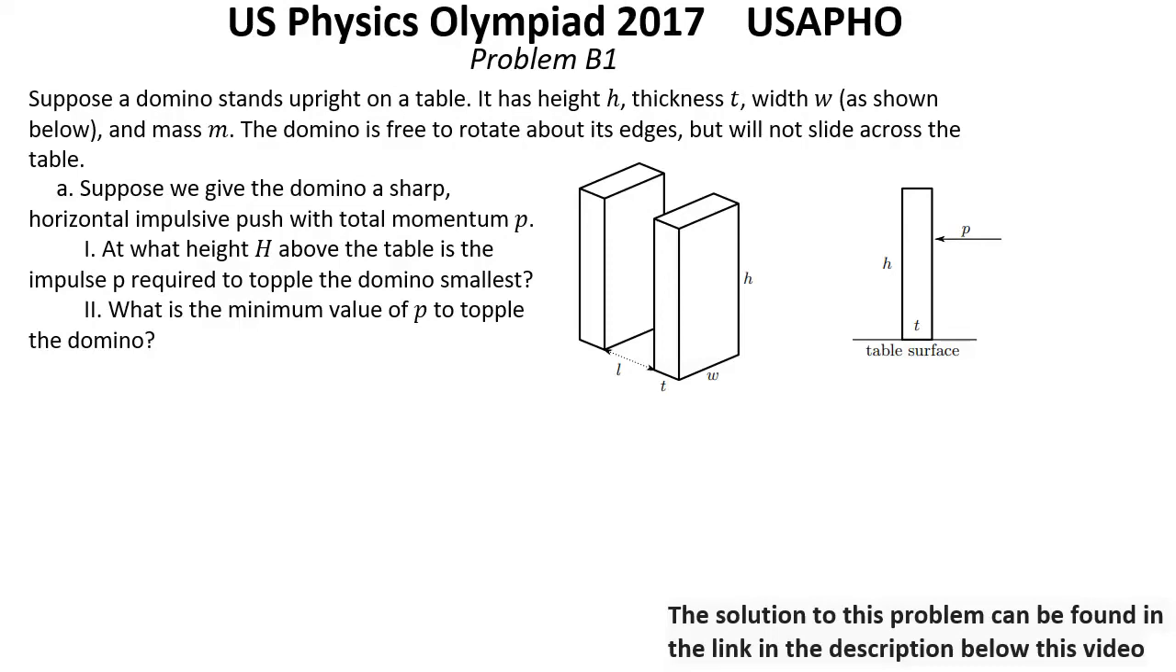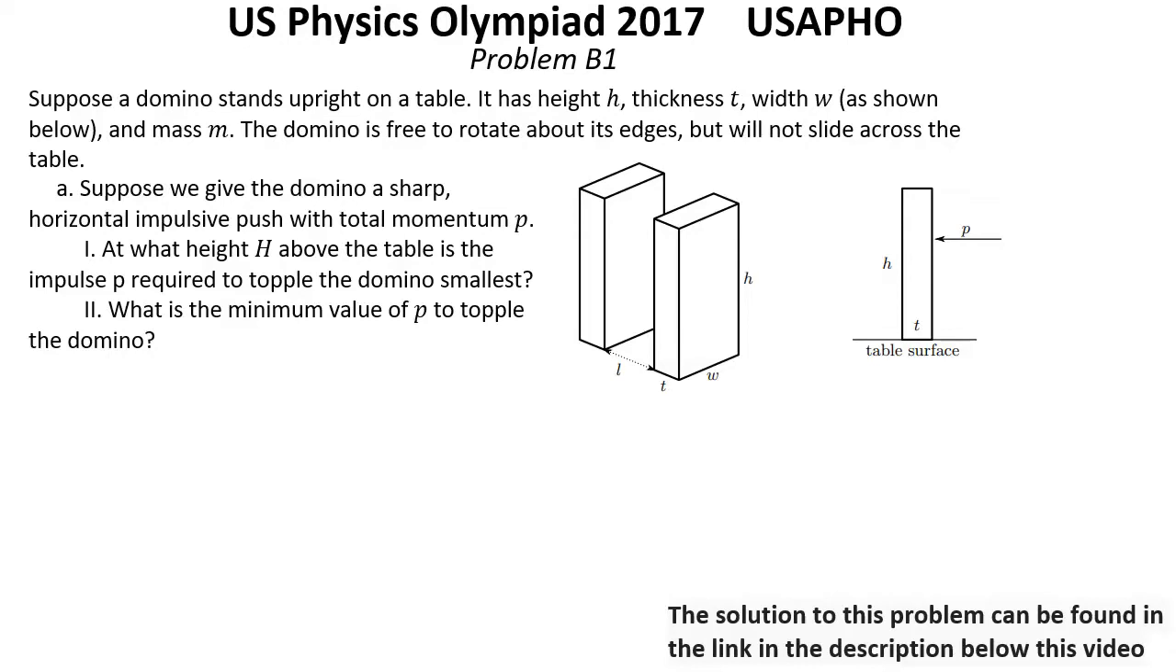Problem B1. Suppose a domino stands upright on a table. It has height h, thickness t, width w as shown below, and mass m. The domino is free to rotate about its edges, but will not slide across the table.